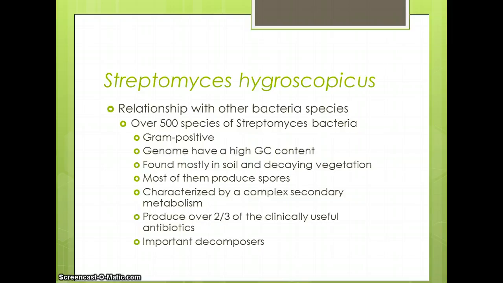Now, its relationship with other bacteria species. There are over 500 species of Streptomyces bacteria. They're all gram-positive, and the genomes have a high GC content. Found mostly in soil and decaying vegetation, most of them produce spores, and they're characterized by a complex secondary metabolism. They produce over two-thirds of the clinically useful antibiotics, and they're very important decomposers.